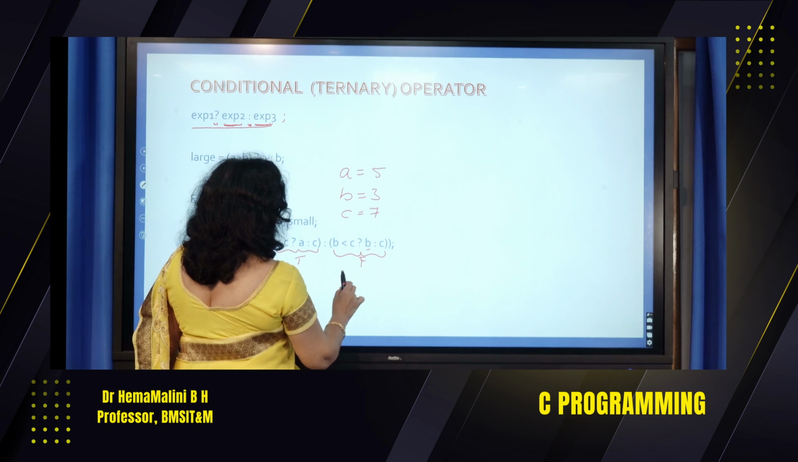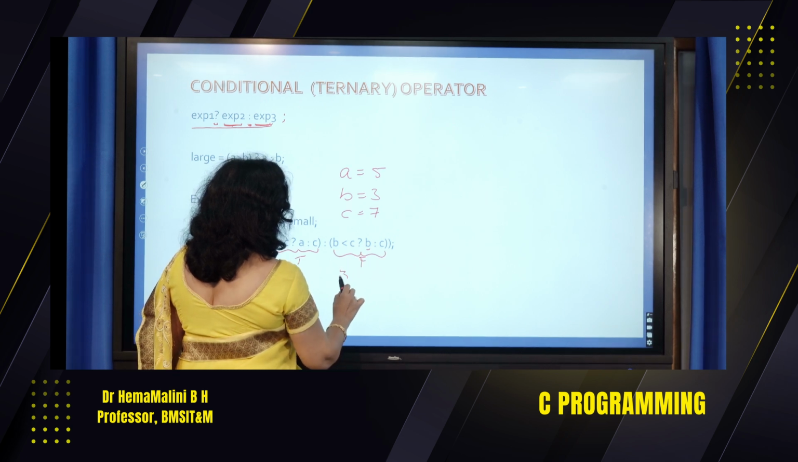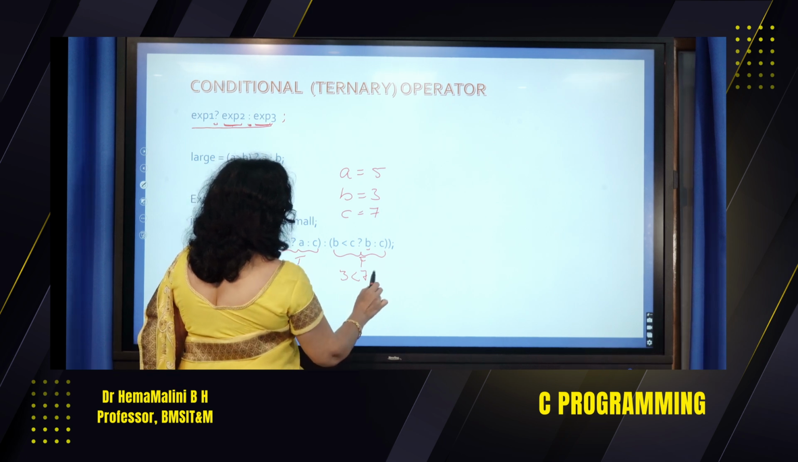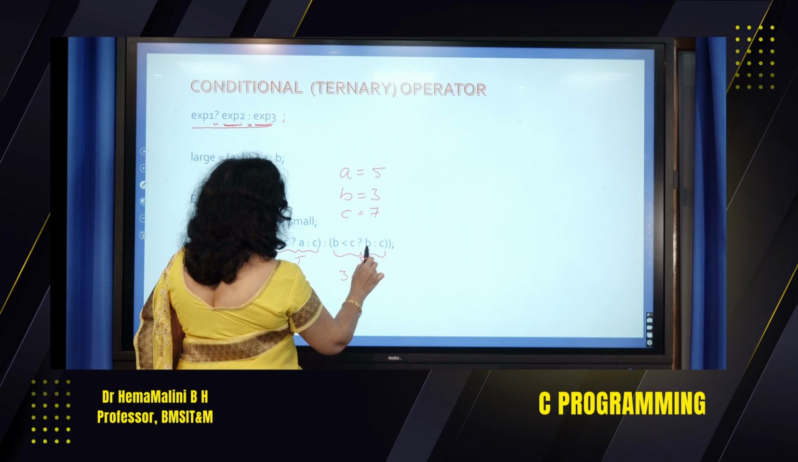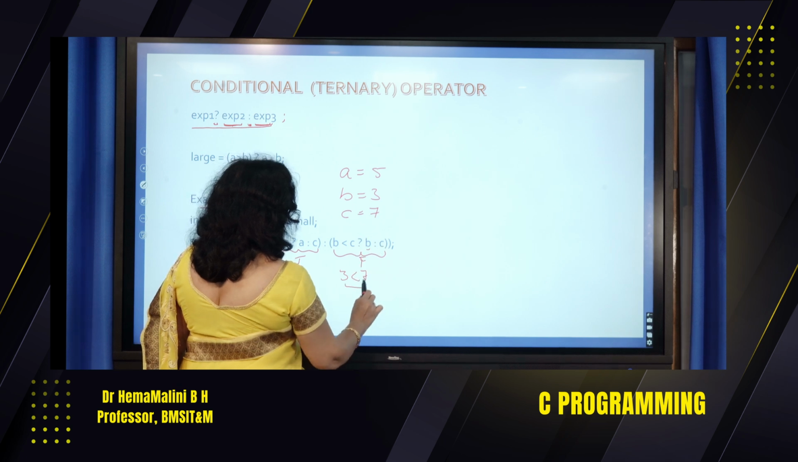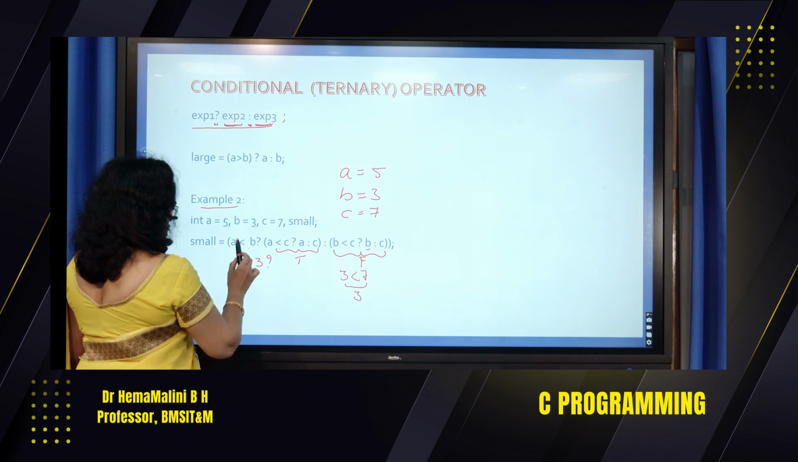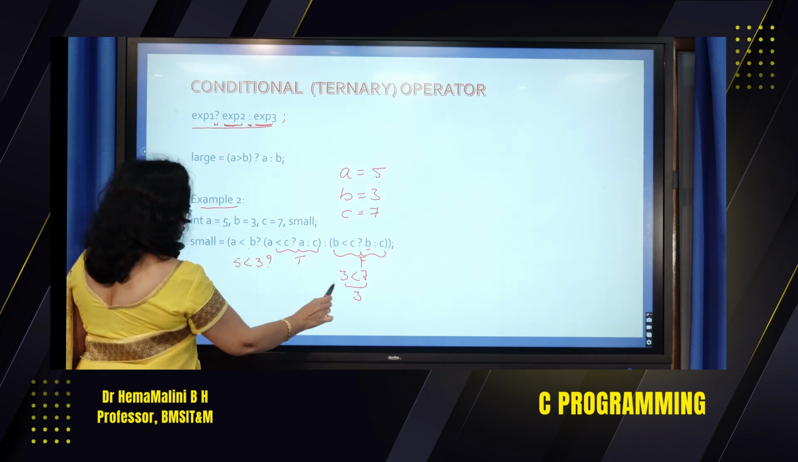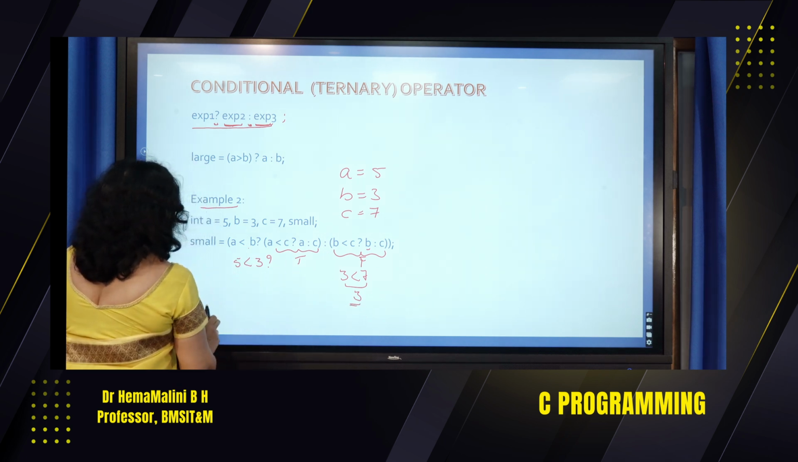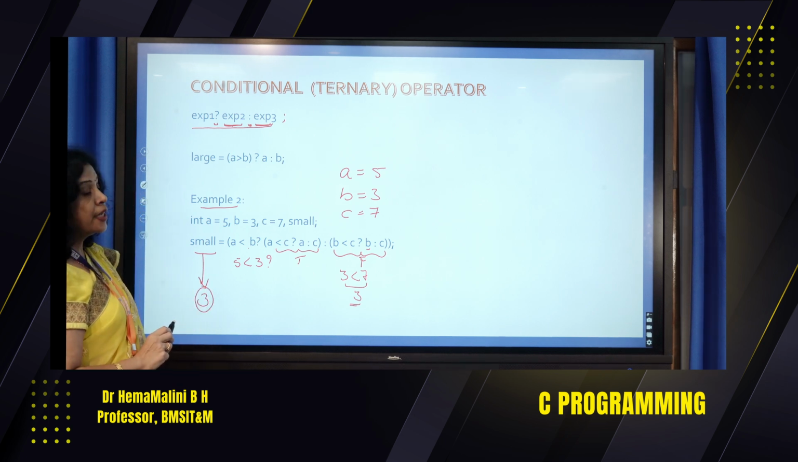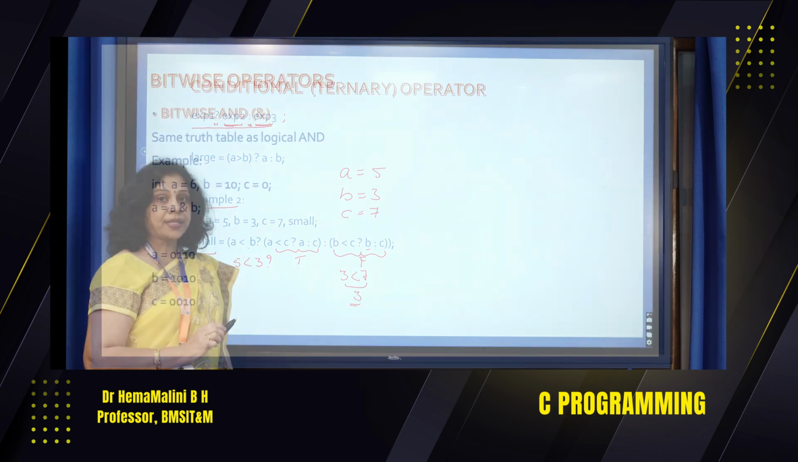B less than C. So 3 less than 7. Is 3 less than 7? Yes, it is less. So B, what is the value in B? 3. This is going to give 3. So A less than B, we have come here. 3 will be stored in small. So small is going to get 3. This is how the ternary operator works.